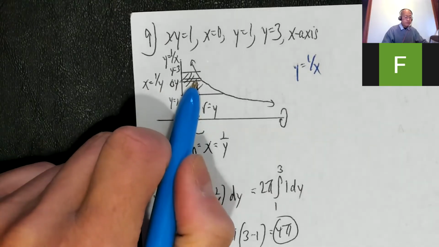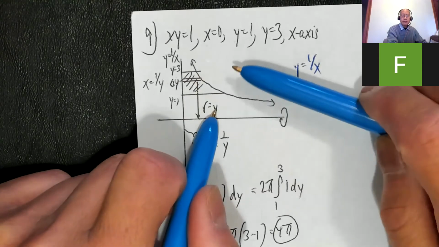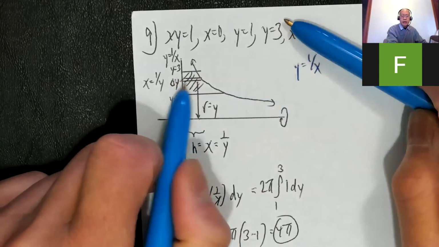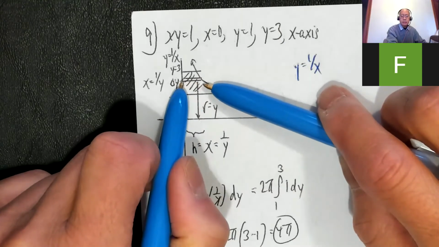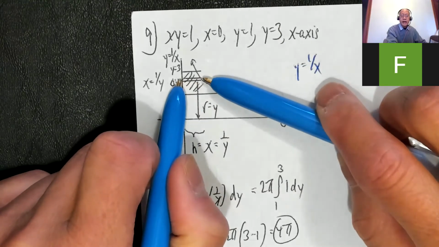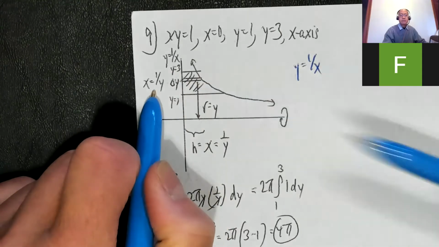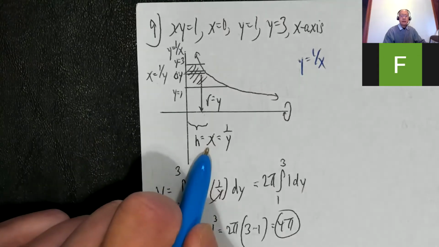Okay, so how far is it from here to here? This is the radius. That's what we normally call y. Right? Distance from any point to the x-axis is y. Height from here to here, that's my height. Well, from any point to the y-axis, that's x. And what is x? 1 over y. Height is x, or 1 over y.